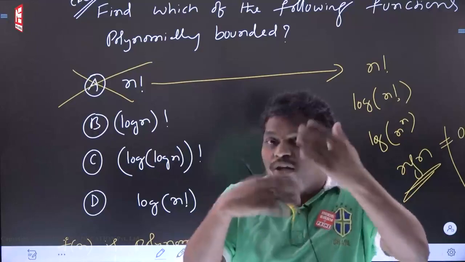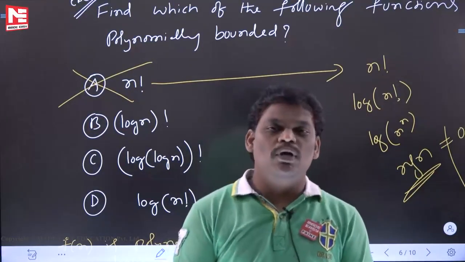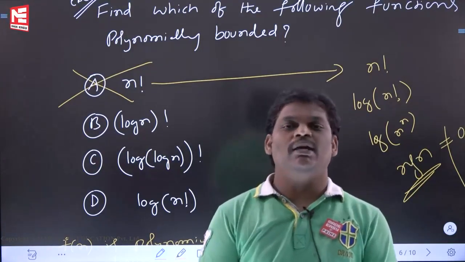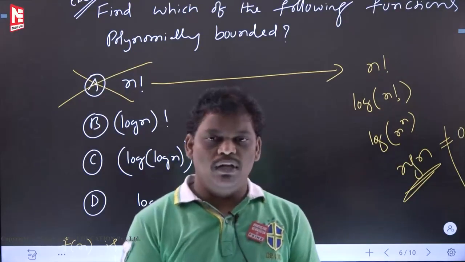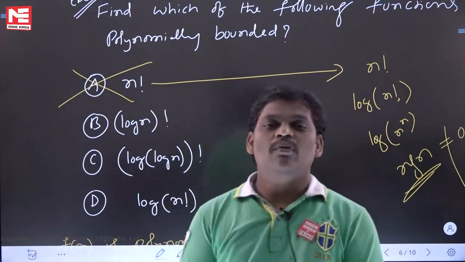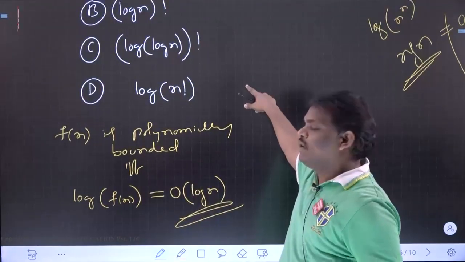If you want to eliminate the confusion, because many polynomial values are there: n is polynomial, n square polynomial, n cube polynomial. To eliminate this confusion, one better idea is: a function f(n) is said to be polynomially bounded if and only if log f(n) is big O of log n. Anyone is okay, but this is better.